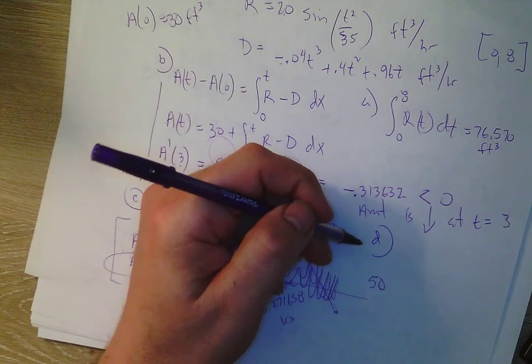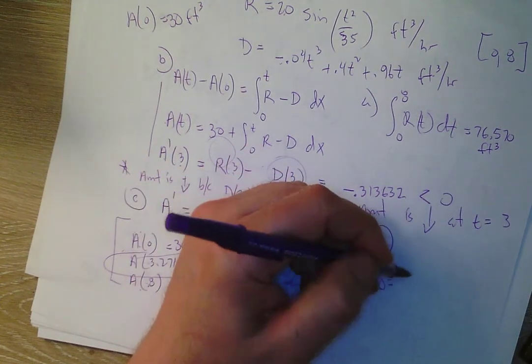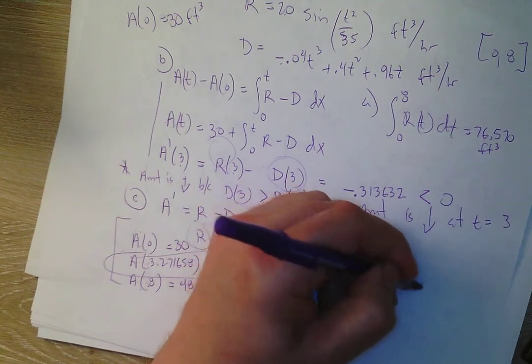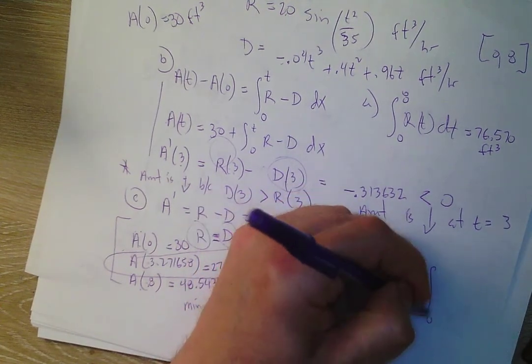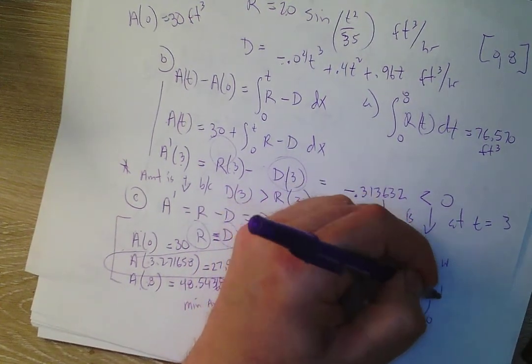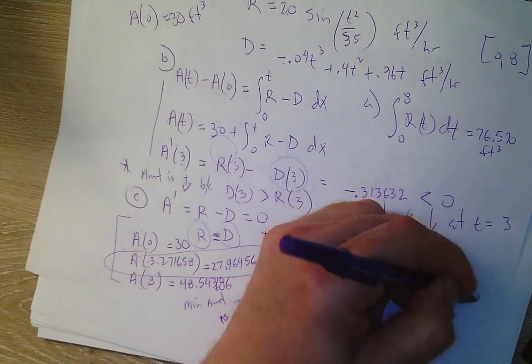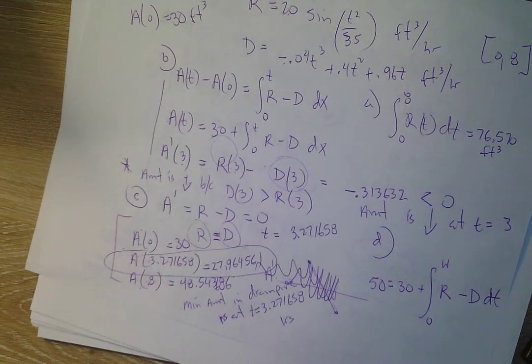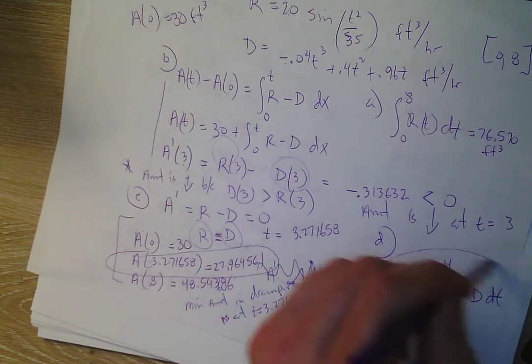So 50 equals my amount function. Well, that's the amount that I started with plus the integral from 0 to w of what's going in minus what's coming out. That's one way of doing it. I think I'd stop at that. Oh, you could always split this up into two integrals, but that's all I need.